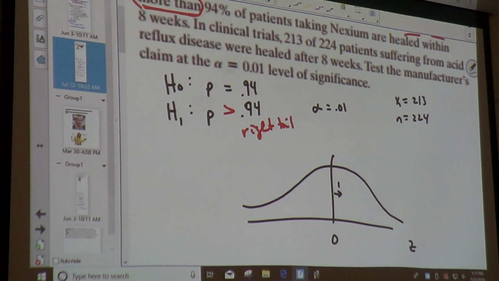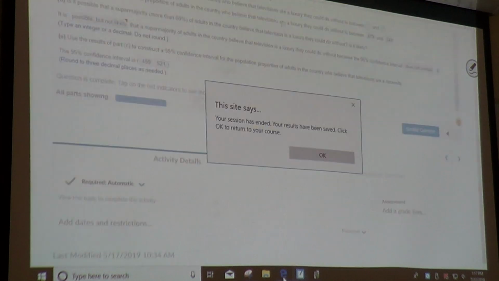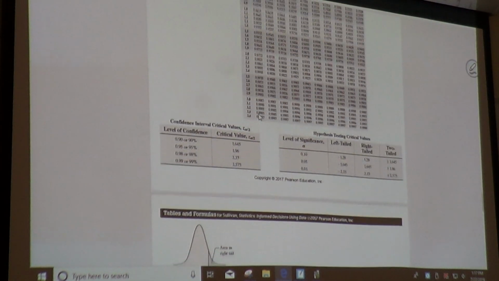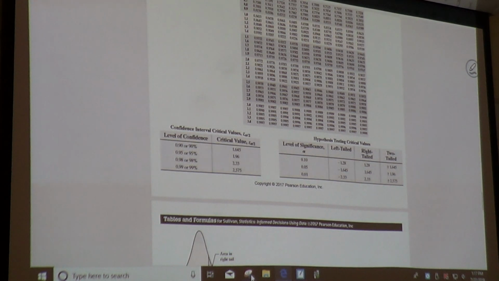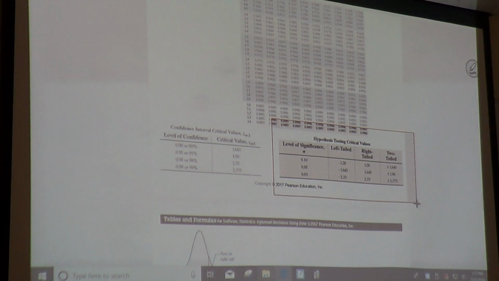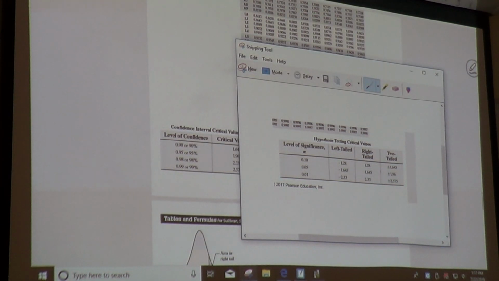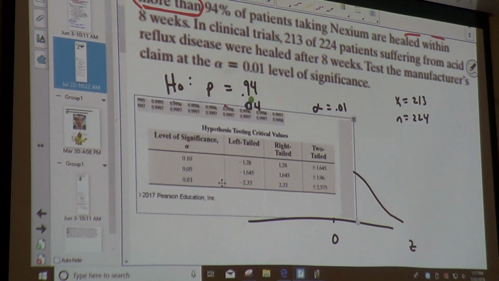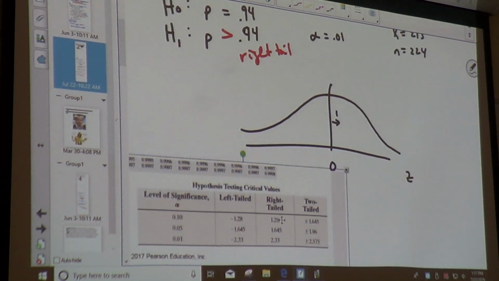Hypothesis testing critical values. Let me pull up so I can show you on mine. New. Copy. Paste. You can see it.